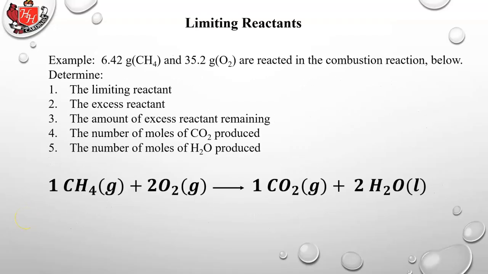Okay, so here's an example. We have 6.42 grams of CH4 and 35.2 grams of O2, and they're reacted in a combustion reaction. We want to determine the 5 things below: the limiting reactant, the excess reactant, the amount of excess reactant, how much is left over, the number of moles of CO2, and the number of moles of H2O.